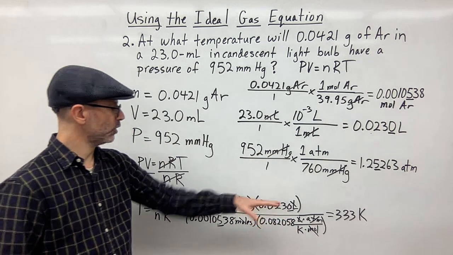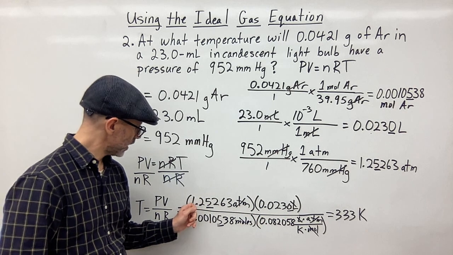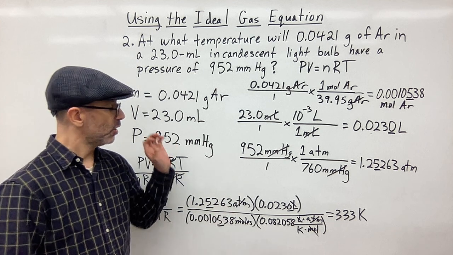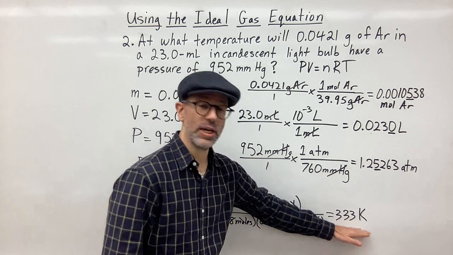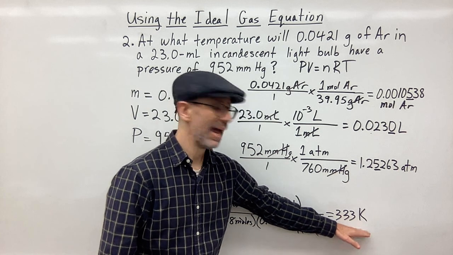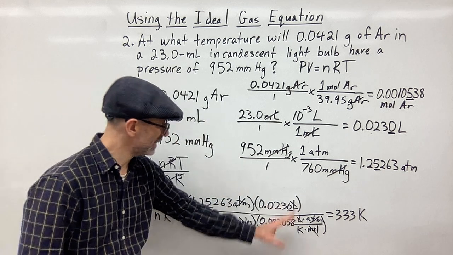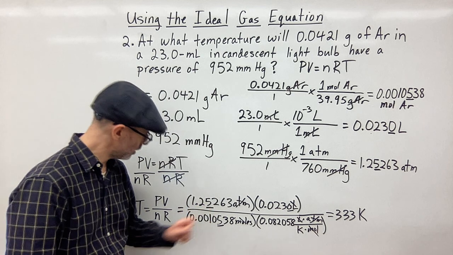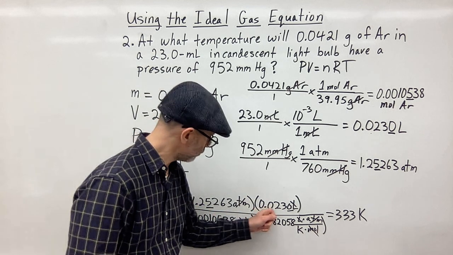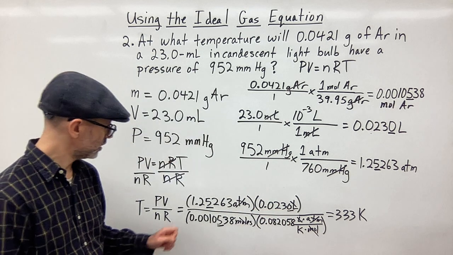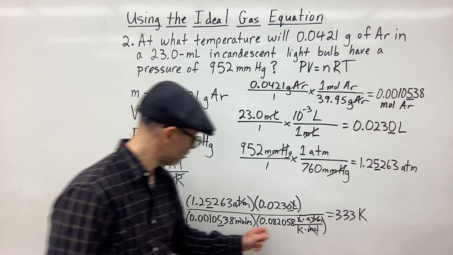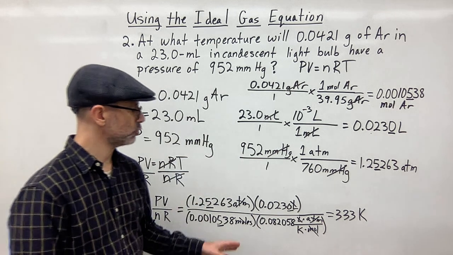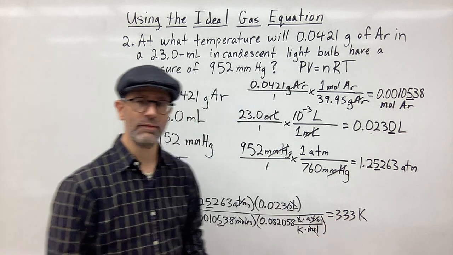And the reason it's 333 Kelvin is because of the sig figs here. When we multiply and divide, remember, my answer should have the same number of sig figs as the measurement with the least number of sig figs, right? So here I have 1, 2, 3, stop at the 5. Here I have 1, 2, 3, stop at the 0. 1, 2, 3, stop at the 5. And here I got 1, 2, 3, 4, 5. So the least number is 3. So that's why I have 3 sig figs.